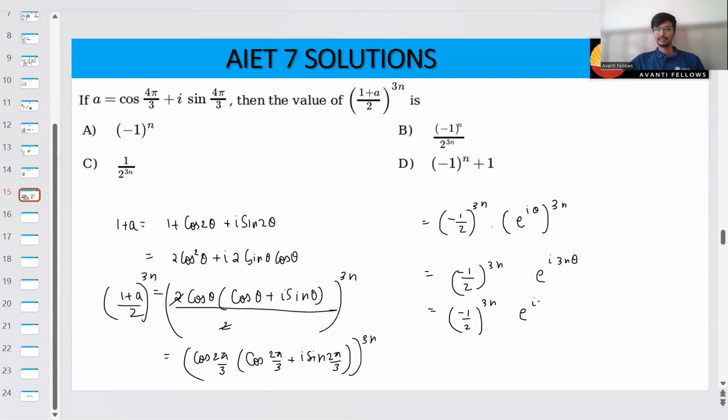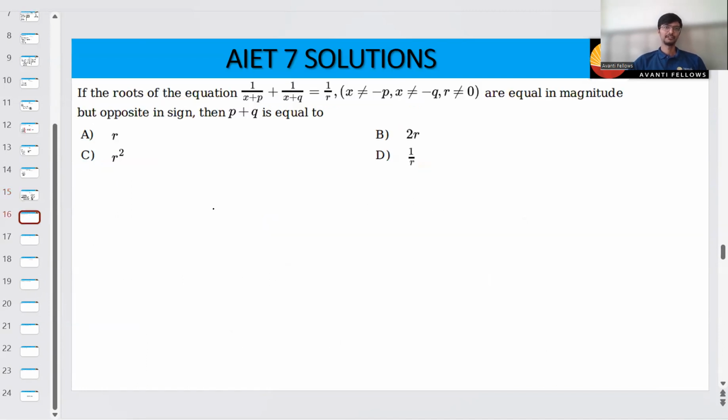So I 2n pi. What is e raised to I 2n pi? Cos 2n pi plus I sine 2n pi, right? Which is 1. That means this will be minus 1 raised to the power n upon 2 raised to the power 3n, which is option B. This is my answer. Let's move to the next.